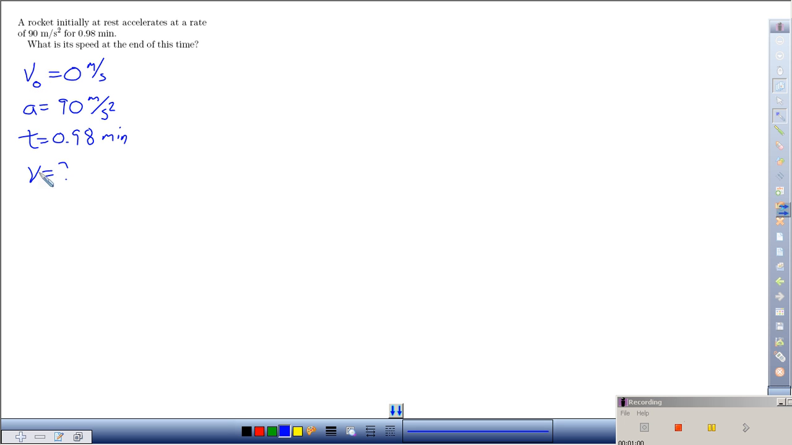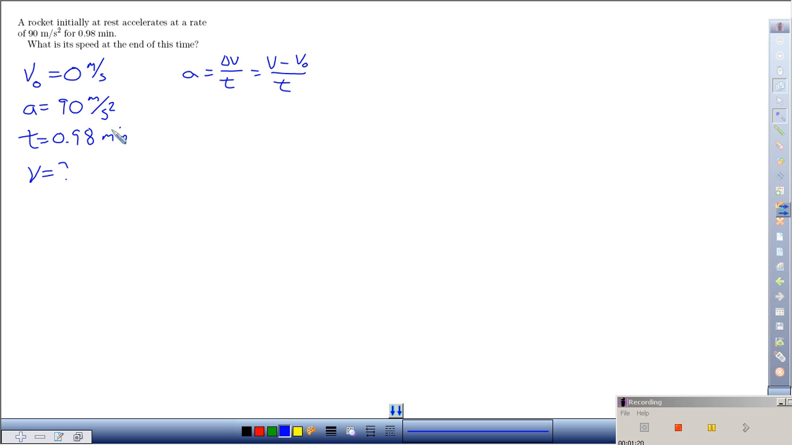So initial velocity, final velocity, acceleration, time. I know that my equation for acceleration is that acceleration is change in velocity divided by time, or it's going to be v minus v0 over t. Now what I'm looking for is my final velocity v.